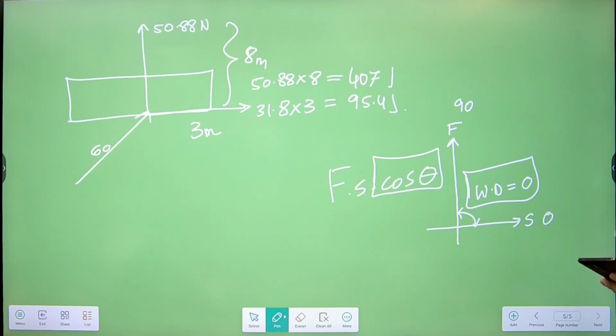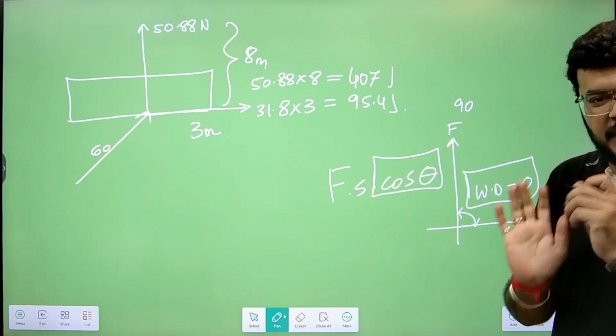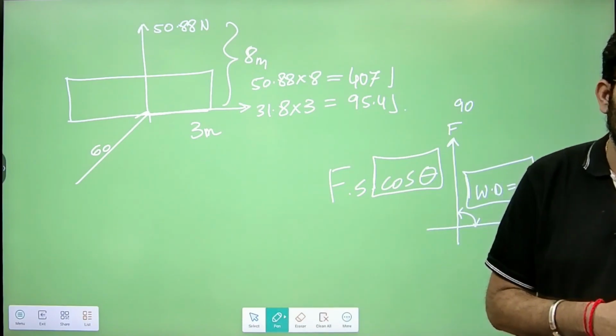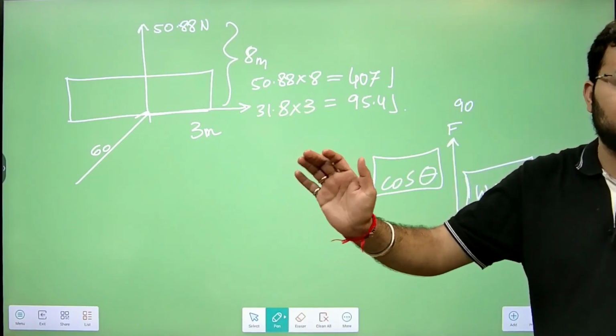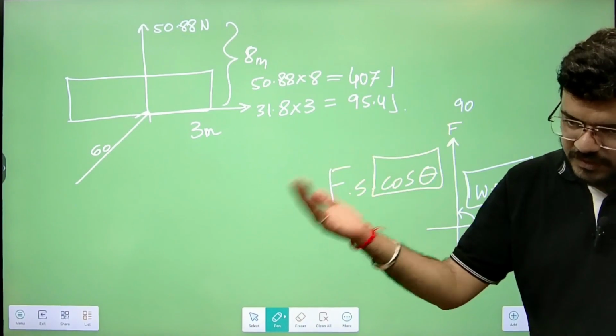Where did Fs cos theta come from? This is a dot product of two vectors. When there is a dot product of two vectors you multiply cos theta. When there is a cross product of two vectors you multiply sin theta. Okay? What is a cross product? Simply remember in terms of physics that if the resulting quantity is a scalar, it is a dot product. If the resulting quantity is a vector, it is a cross product.